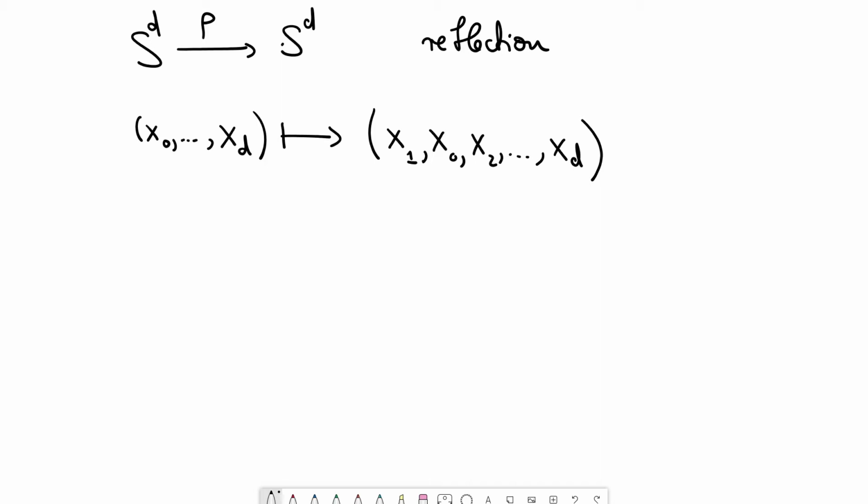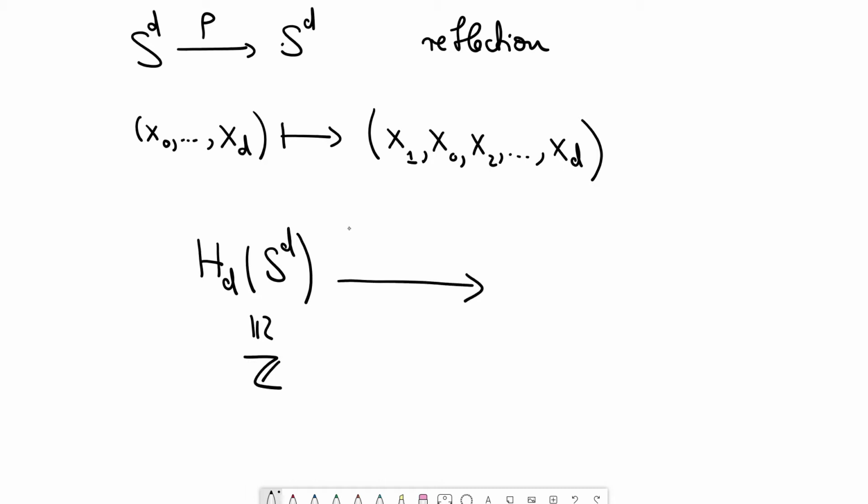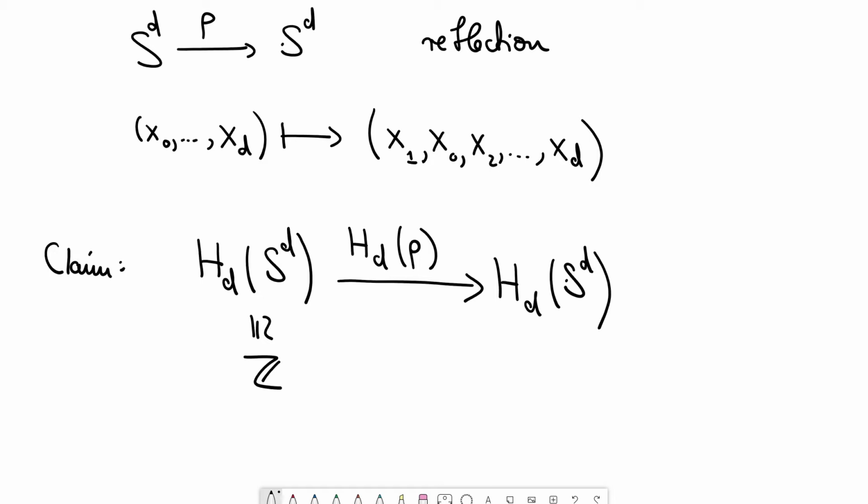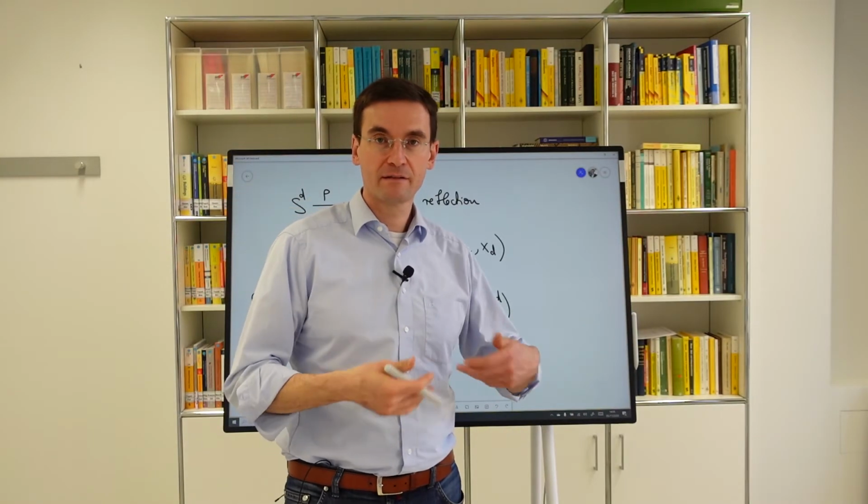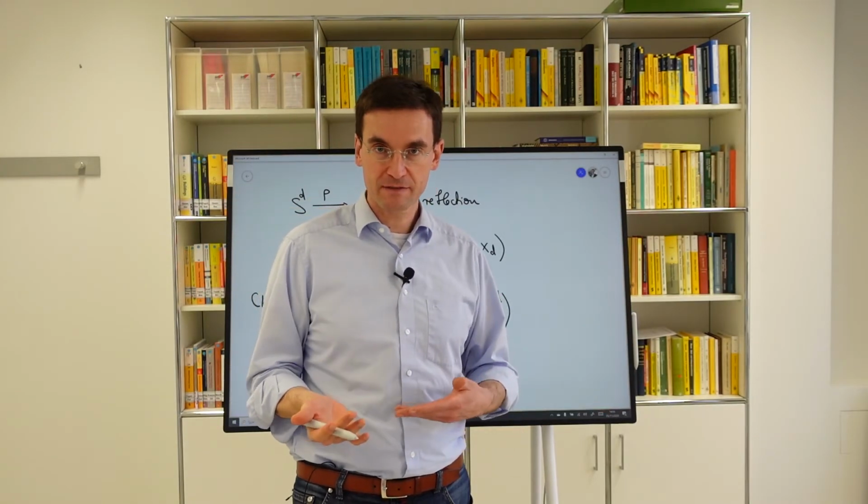And we've seen that the homology in degree d of the sphere is just Z. And the question we want to answer now is, what about the induced map? What about this map here? Now, what can we say right away? This map rho, the reflection, is a homeomorphism. Its inverse is the reflection itself.